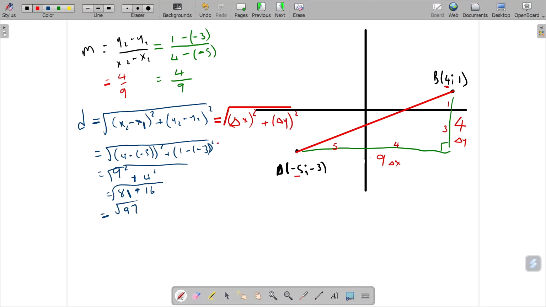So I could say that this is going to be immediately 9 squared plus 4 squared equals 81 plus 16 equals the square root of 97. I think that is a lot faster.